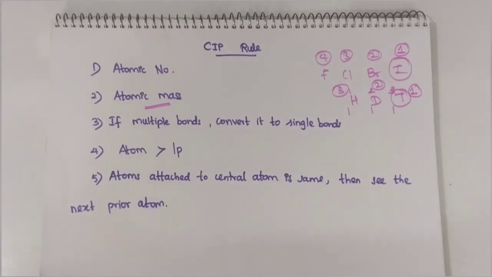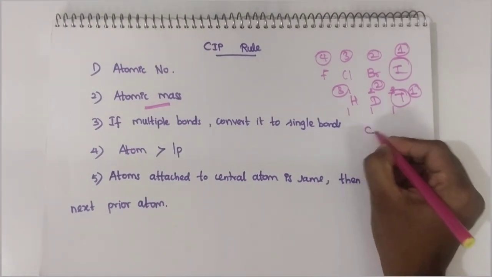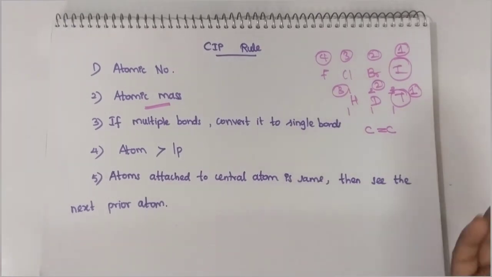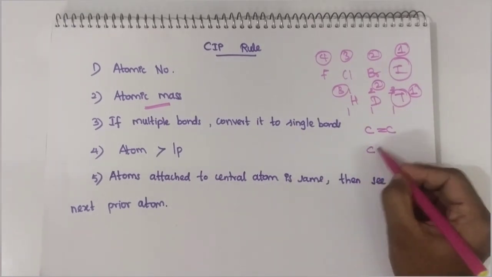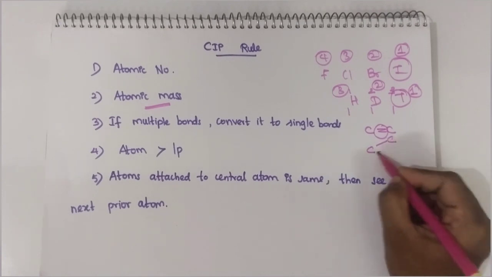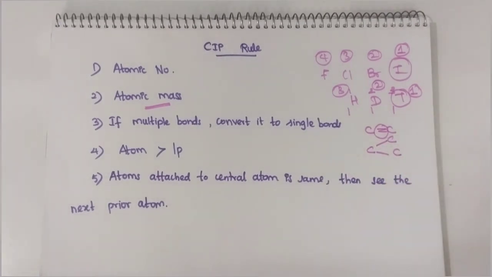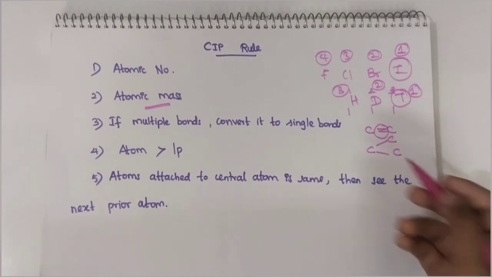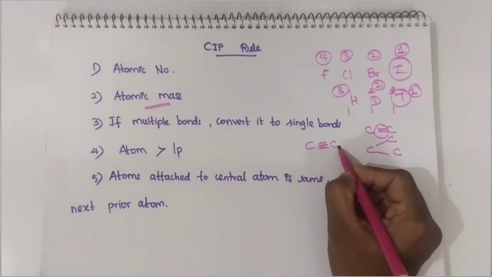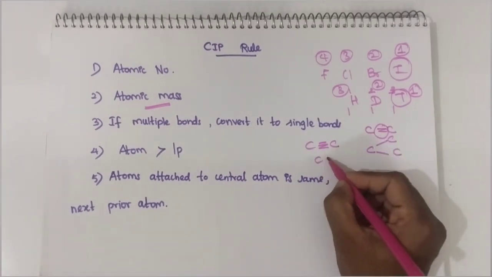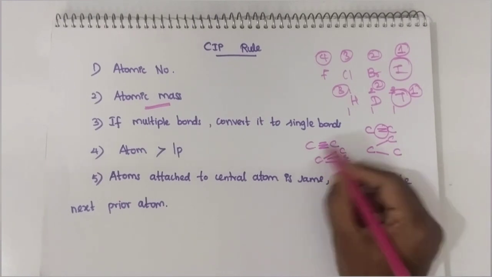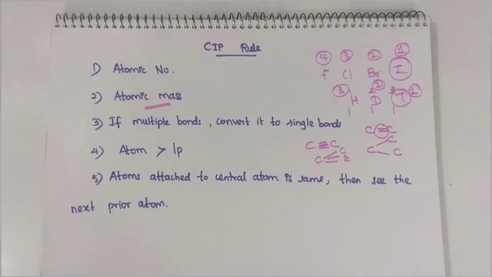Next, if there are multiple bonds, convert them to single bonds. For example, if you have a carbon-carbon double bond, you have to consider it as carbon single bond carbon, single bond carbon. You have to convert that into single bonds. If you have a carbon triple bond carbon, then you have to consider it as 3 carbon atoms. This is how you convert multiple bonds into single bonds.